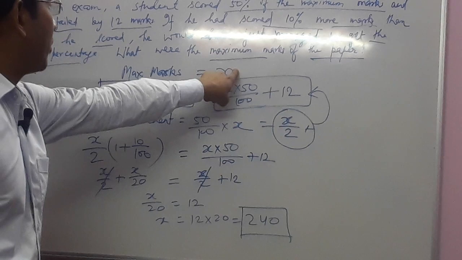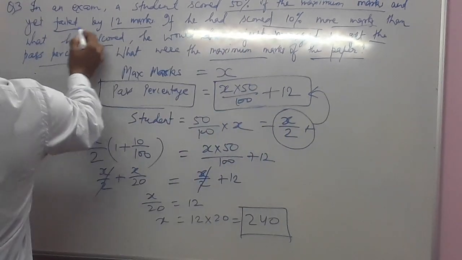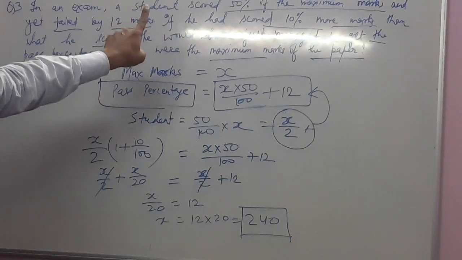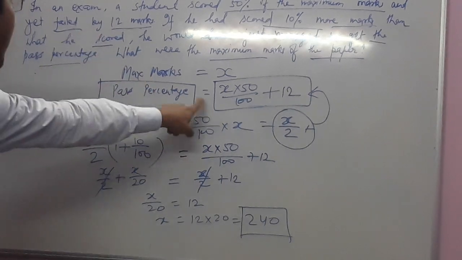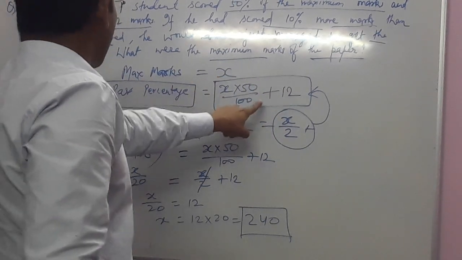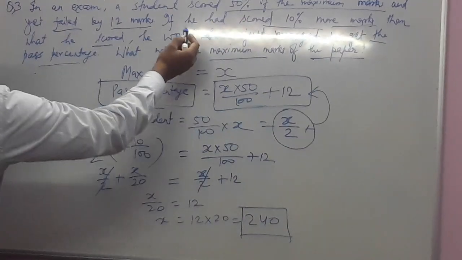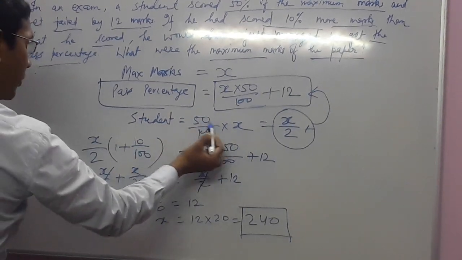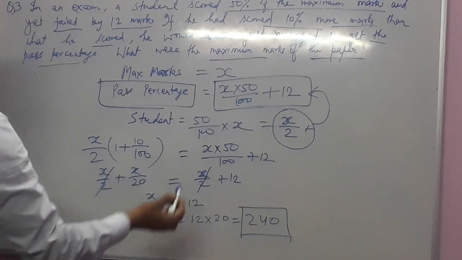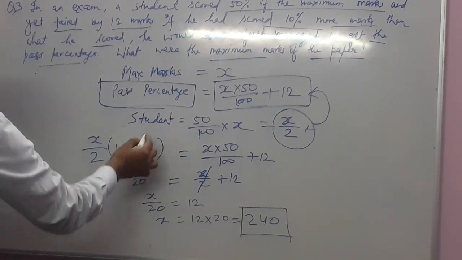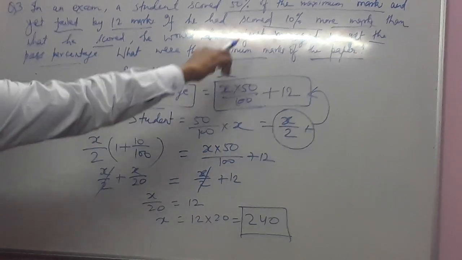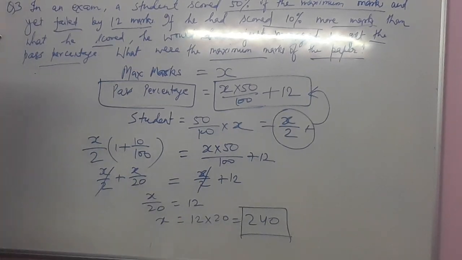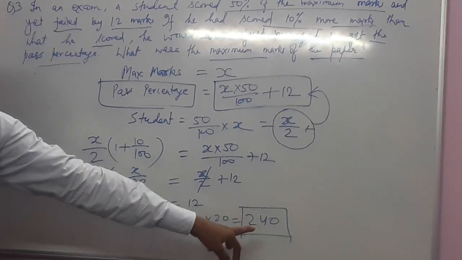Suppose the maximum marks is X. The pass percentage marks will be 50% of the maximum marks plus 12, because he failed by 12 marks. So adding 12 will make him pass. So this is the pass percentage. And again, if he had scored 10% more marks, and marks scored by the student was 50%, meaning X by 2, so X into 1 plus 10%, 10% more marks will be equal to the pass percentage marks. So this becomes X is equal to 240.